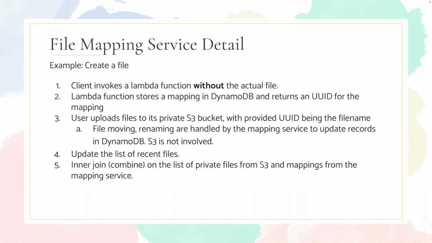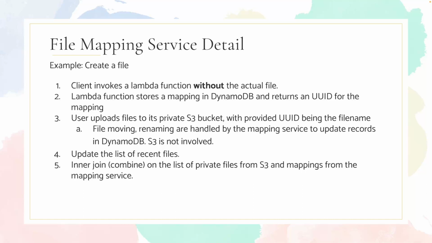Now let's walk through an example. To upload a file, we first need to create a mapping. First, the client will invoke a Lambda function. The Lambda function creates a mapping in DynamoDB and returns a UUID for the mapping. Then the user directly uploads the file to the user's private S3 bucket, with the provided UUID being the file name. With this approach, we can easily move files around and rename files by simply updating the records in DynamoDB.